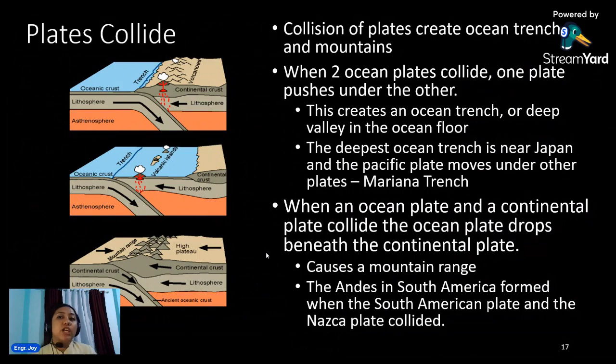When two ocean plates collide, one plate pushes under the other, and this creates an ocean trench or deep valley in the ocean floor. The deepest ocean trench is near Japan, where the Pacific plate moves under other plates: the Mariana Trench. And when an ocean plate and a continental plate collide, the ocean plate drops beneath the continental plate, which causes a mountain range. So the Andes in South America were formed when the South American plate and the Nazca plate collided.